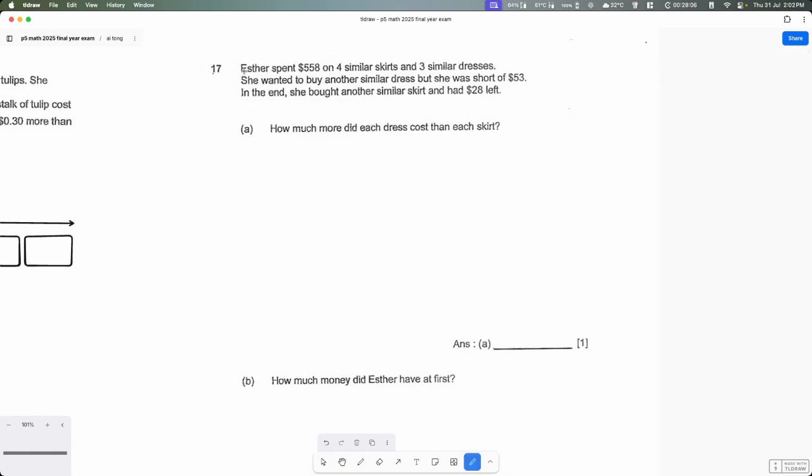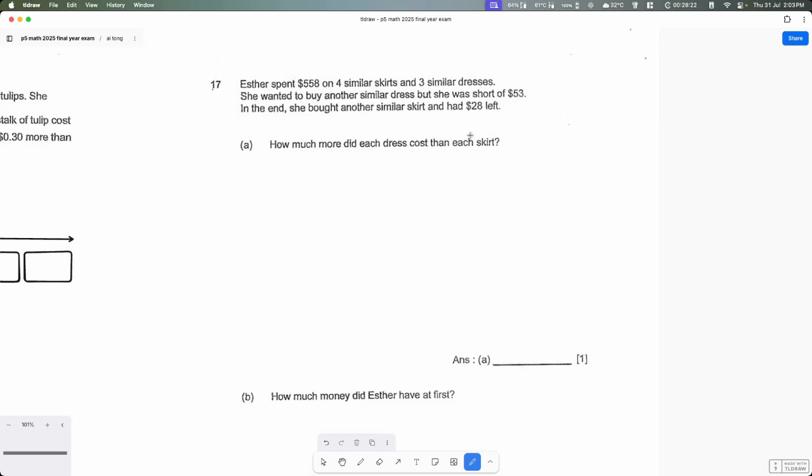Question 17. Esther spent $550 on 4 similar skirts and 3 similar dresses. She wanted to buy another similar dress, but she was short of $53. In the end, she bought another similar skirt and had $28 left. How much more did each dress cost than each skirt?